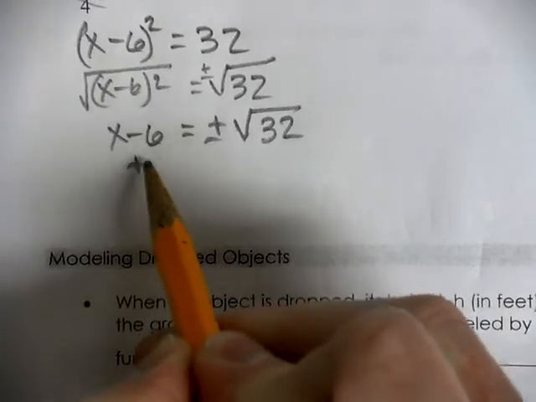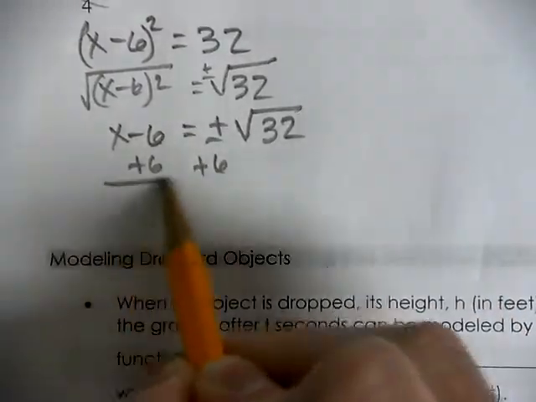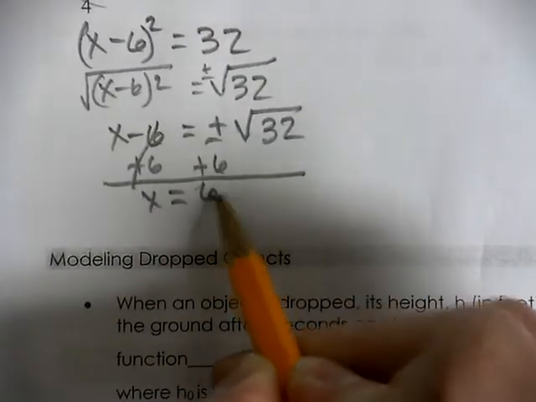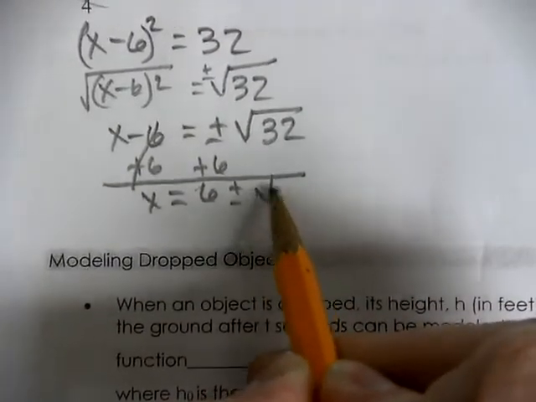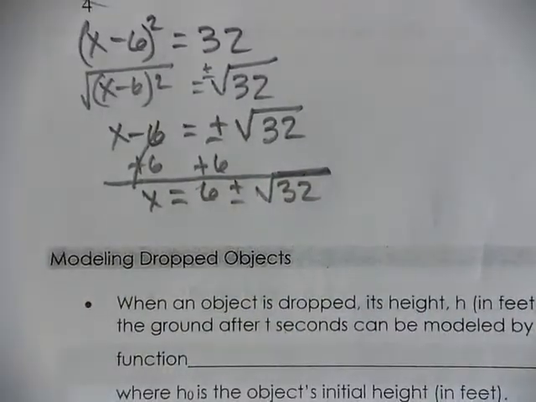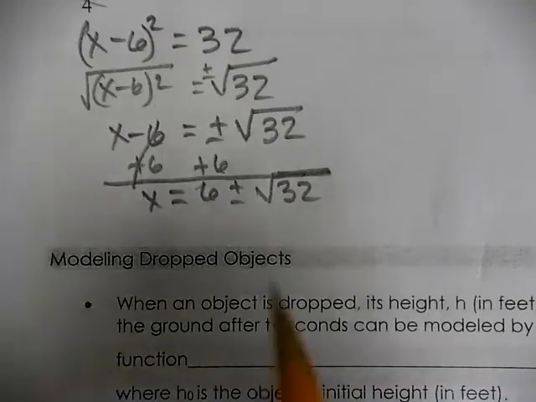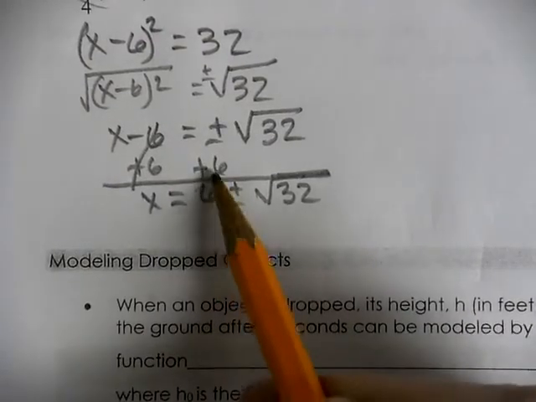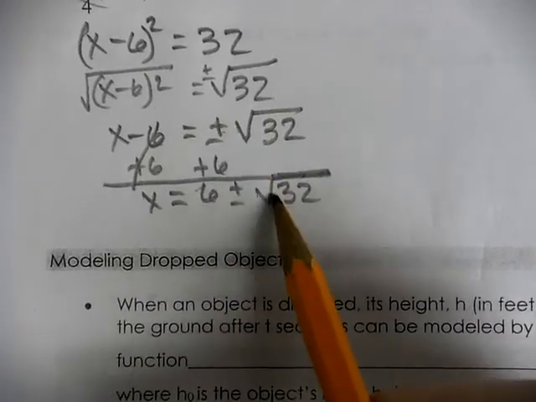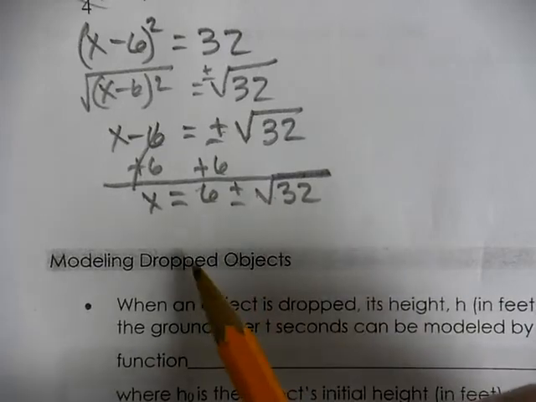So we're going to add our 6 to the other side, because we're trying to isolate that variable. Notice where we put the 6. We put the 6 before the plus or minus. A common mistake is to put it before the radical, so it's plus or minus 6 root 32. But you need to have the 6 before the plus or minus. The plus or minus is affecting the radical. It's not affecting the 6.